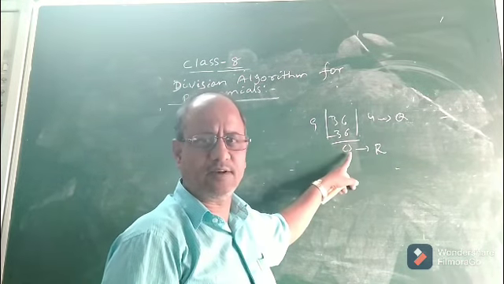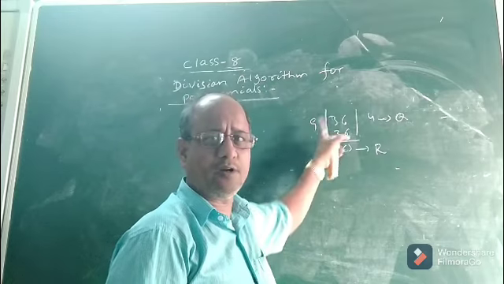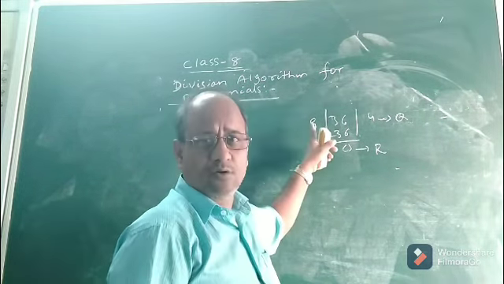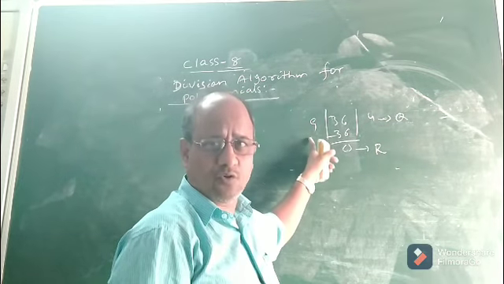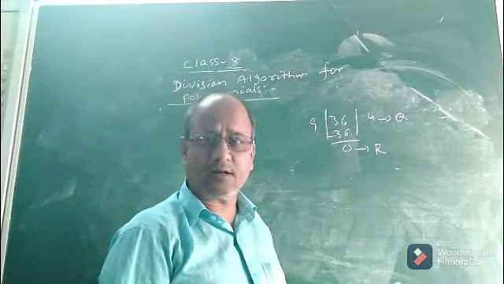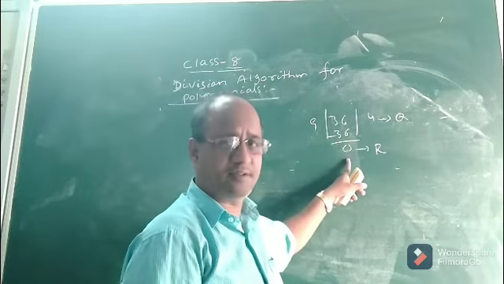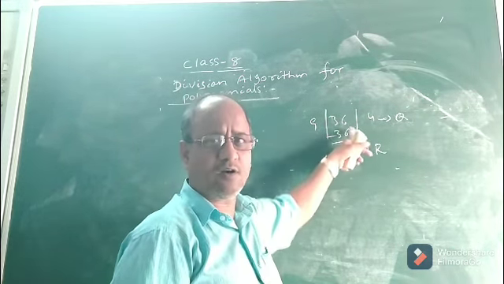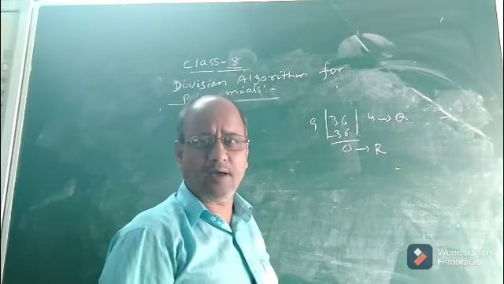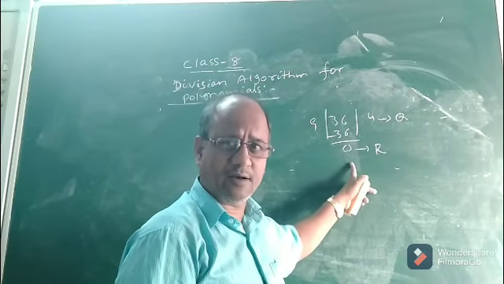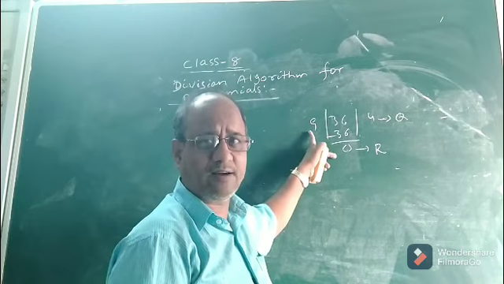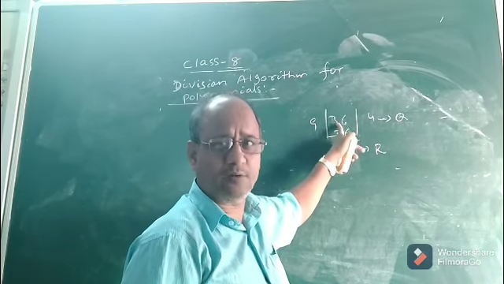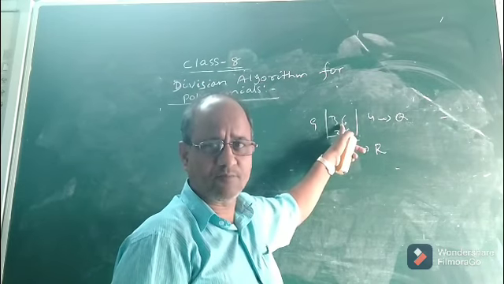So what I mean to say, children, is that to know whether one polynomial is a factor of another, we have to ensure that the remainder is 0. That means on long division, if we get a 0 remainder, then the polynomial in the divisor column will be a factor of the polynomial in the dividend column.